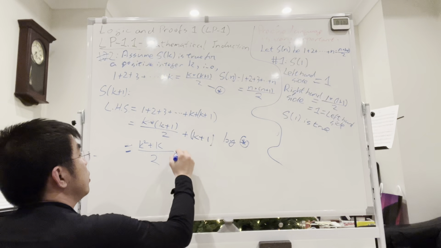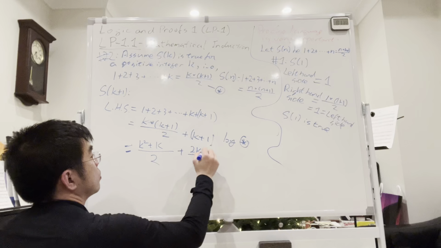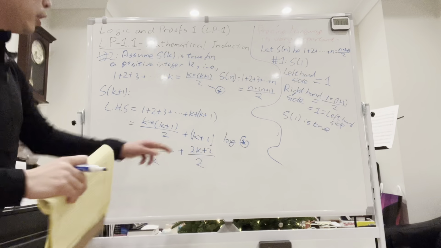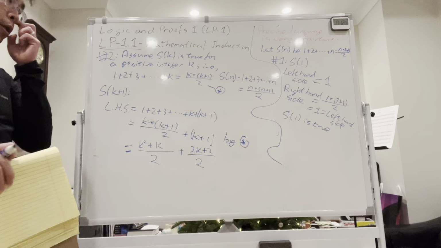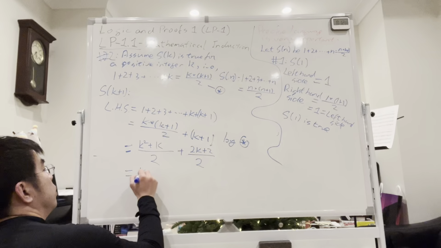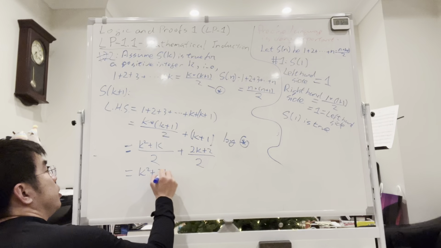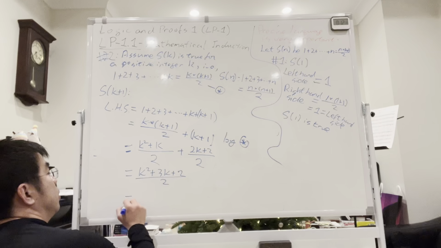On the right-hand side, we can also do the same. The k plus 1, we add 2 at the bottom, and basically the numerator is 2k plus 2. And then after you combine these two, k squared plus 3k plus 2, and then you have 2 at the bottom.